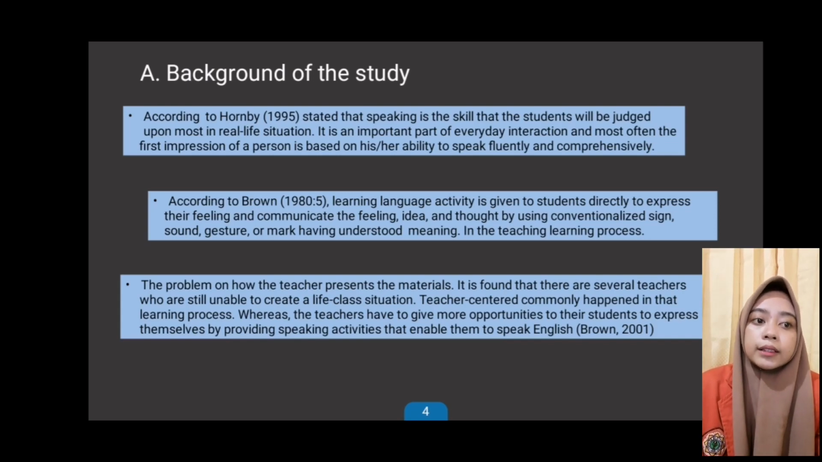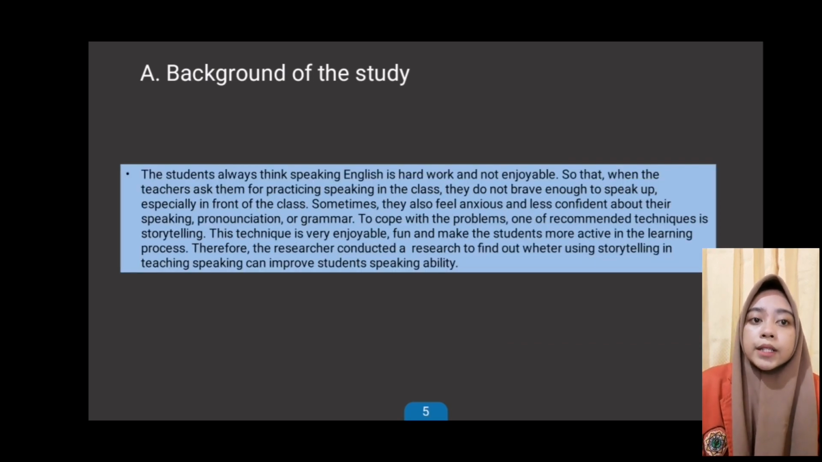It is found that there are several teachers who are still unable to create a live class situation. The next, the student always thinks speaking English is hard work and not enjoyable, so that when the teacher asks them to practice speaking in the class, they are not brave enough to speak up, especially in front of a class, to cope with the problem.